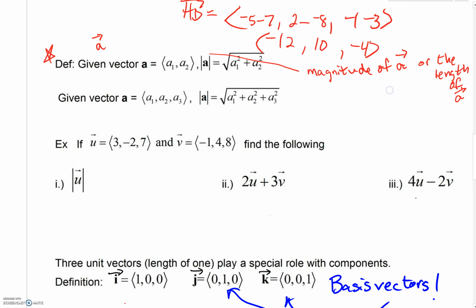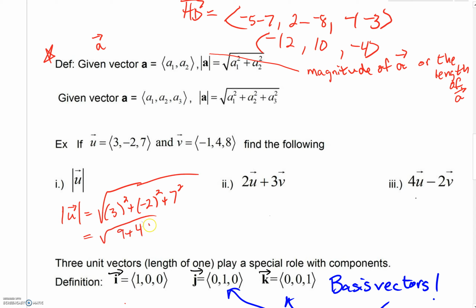Let's see this in action. To take a look at the length of vector u, we're just going to go ahead and say this is 3 squared plus negative 2 squared plus 7 squared. And that, of course, is 9 plus 4 plus 49. As we work that out, we know that 4 plus 49 is 53, and 53 plus 9 is 62. And that's going to be your magnitude of vector u.